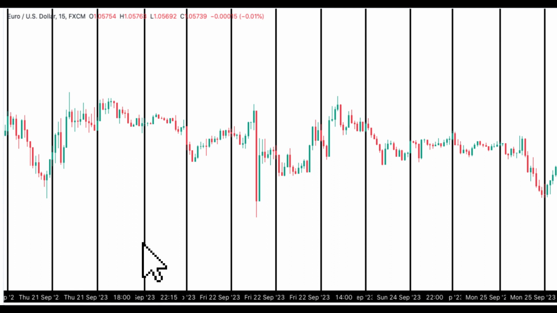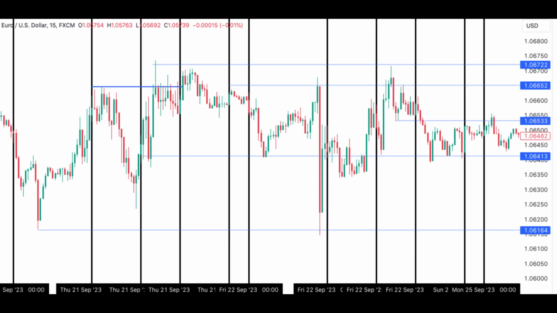Place a vertical line also on the open of the Tokyo session and also on the close, which is 2 a.m. and 7 a.m. respectively. After that is done, draw a horizontal line on the highs and the lows of each session and drag it into the future. The line should be thin and shadow-like to avoid overcrowding the chart.